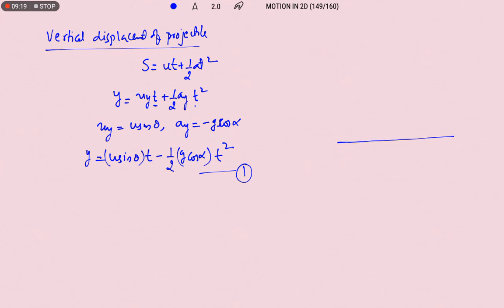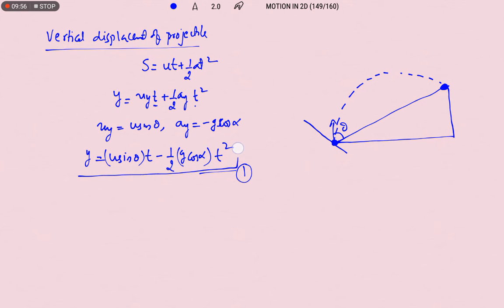When the projectile reaches the other end of the inclined plane, from here it is projected by making some angle theta. So when it reaches the inclined plane, its vertical displacement will be 0. When its vertical displacement is 0, the time taken is known as time of flight. Try to understand this. From this point the projectile is projected, so this is the vertical displacement after t seconds.